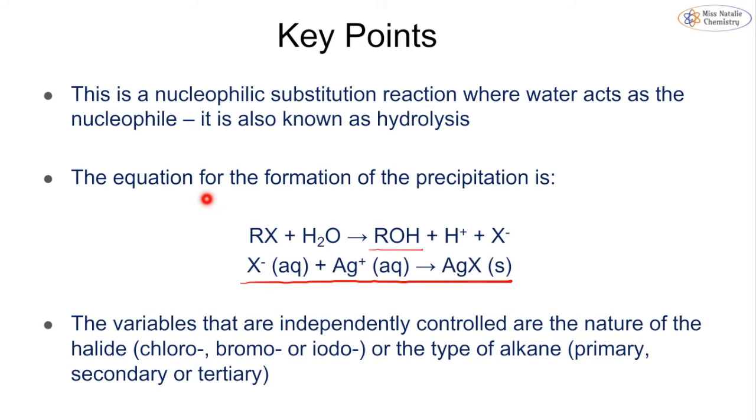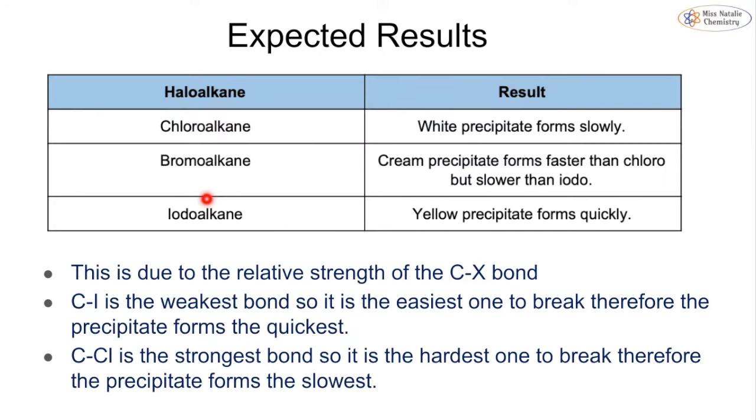So if we start off with comparing chloro, bromo and iodo, what we should see happening is that the chloroalkane is going to have its white precipitate forming very slowly. Notice that it is white for chloroalkanes. For the bromoalkane, we're going to get a cream precipitate. It's going to be in the centre, so that's going to be the second fastest. And for iodo, we're going to get a yellow precipitate, and it is going to be the fastest precipitate formed.